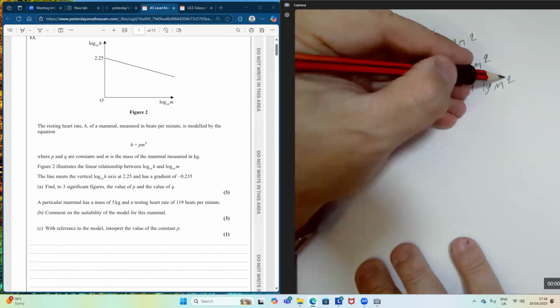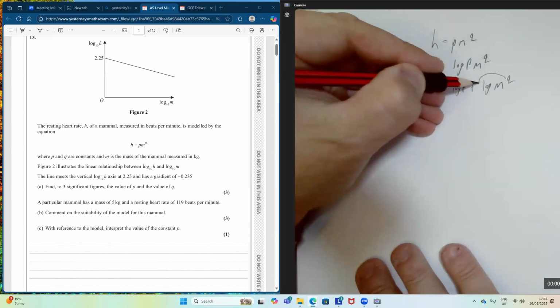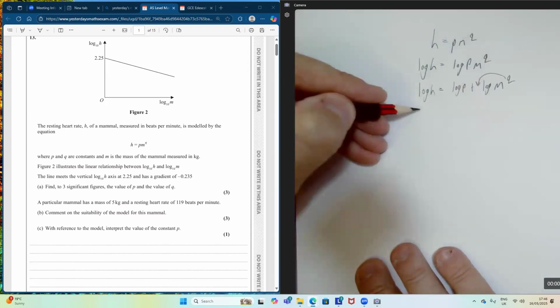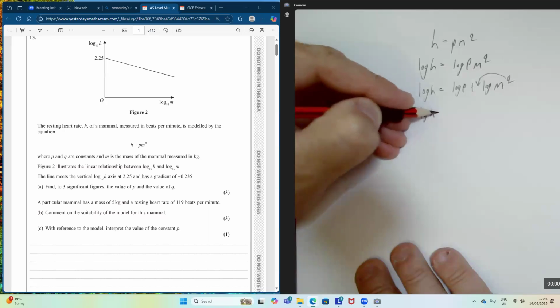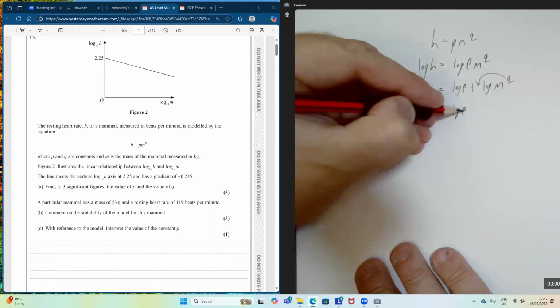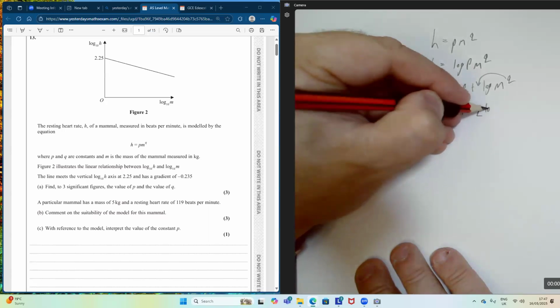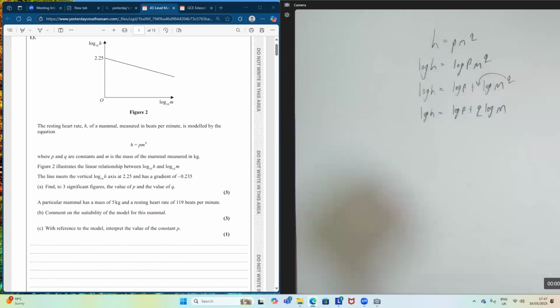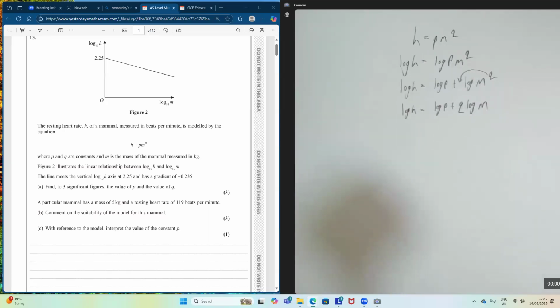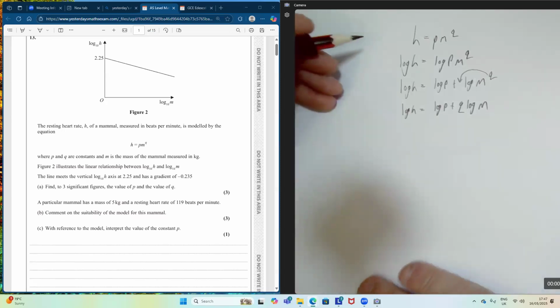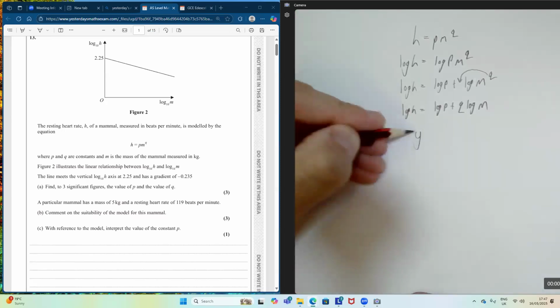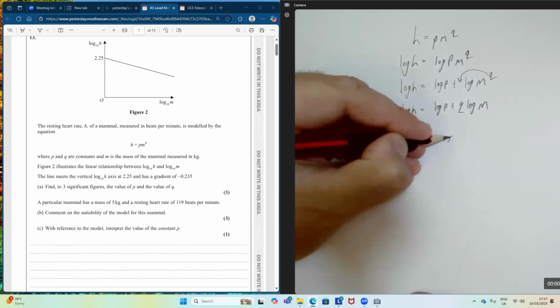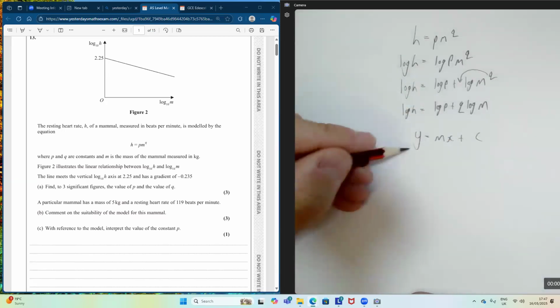We now use the power law of logs to bring the q to the front. So we've now got log h is equal to log p plus q log m. So we've now broken that equation down by taking logs. And at this stage, what I like to do is rearrange this equation into the form y equals mx plus c.